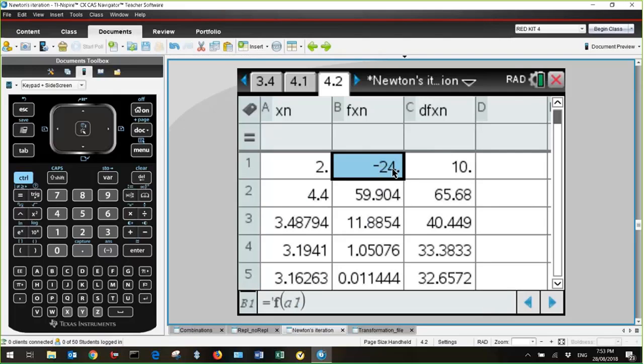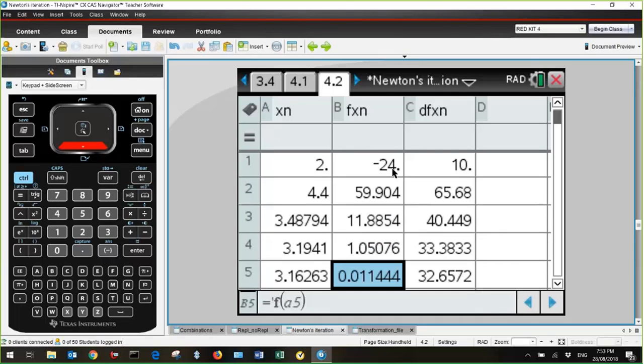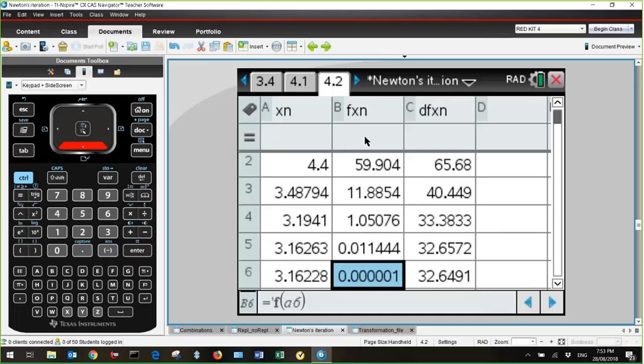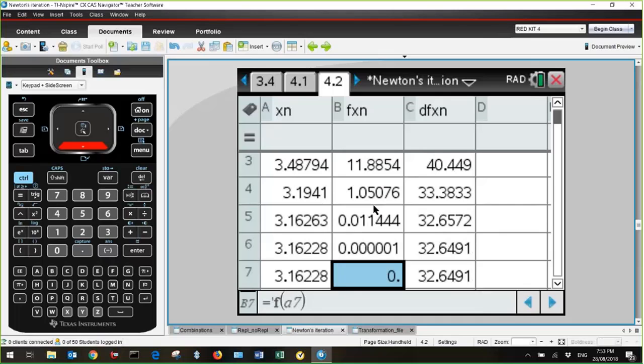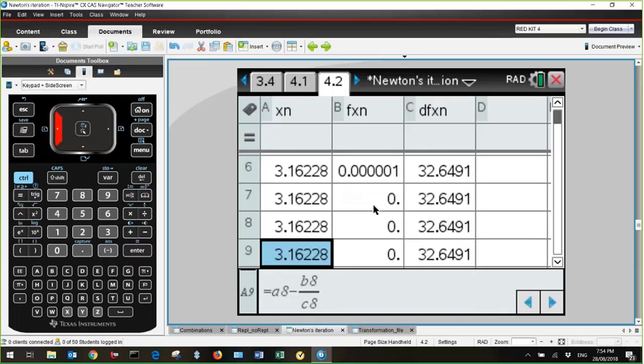Then it gets even worse, 59.9. But this is the beauty of Newton's method, when it works really well. It's very fast, so it very quickly converges. We can see that the y-coordinate of the approximation to the root converges to 0 very quickly, and the x value converges to 3.16228 very quickly as well. Okay, so that's a way of showing the recursion.